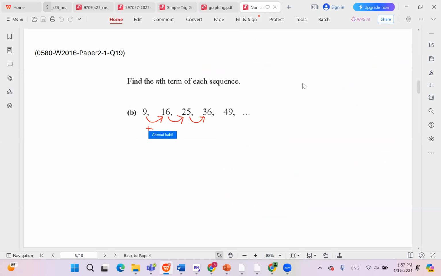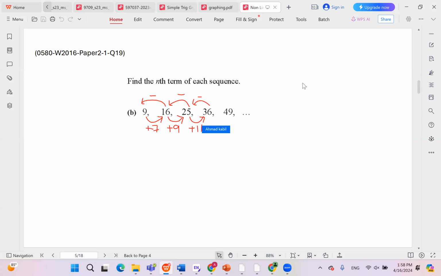So here we have +7, here we have +9. Of course, if you don't understand how I got these numbers, you subtract in the opposite direction. So 16 minus 9 is 7. 25 minus 16 is 9. 36 minus 25 is 11. So here we have +11 and so on.